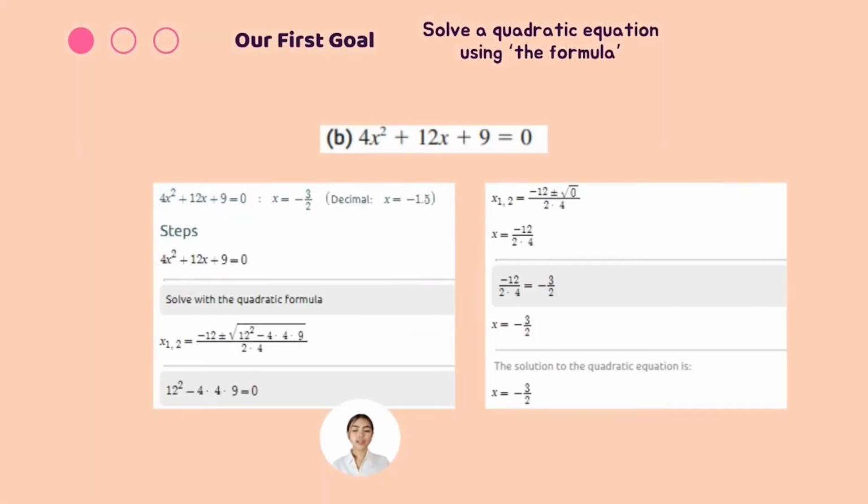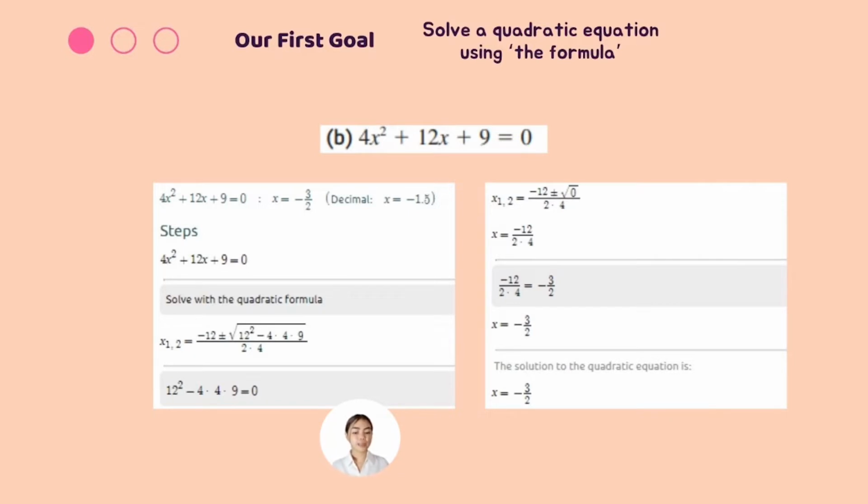equal to 0. So same with our problem A, we need to know what our A, B, and C are equal to. So our A is 4, B is 12, and our C is 9. So let us proceed with our quadratic formula, where negative 12 plus or minus the square root of 12 squared minus 4 times 4, which is our A, and times 9, which is our C, divided by 2 times 4, which is our A. So after that, we need to solve this 12 squared first, where the answer is 144.